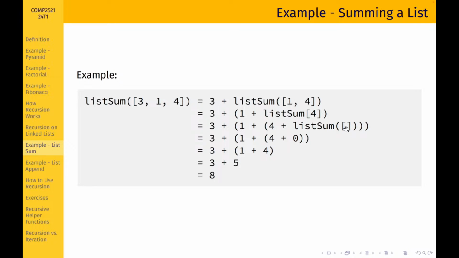Right, and now I know what the sum of an empty list is. That's 0. So now we can finally calculate the sum of this list, which is 4 plus 0, which is 4. After that, we can calculate what the sum of this list is, which is 1 plus 4, which is 5. And then finally, we can figure out what the sum of the entire list is, which is 3 plus 5, which is 8.